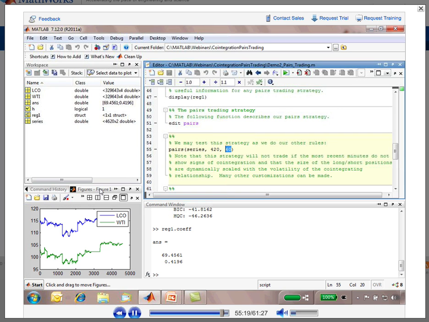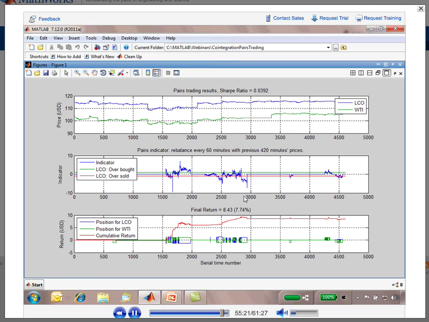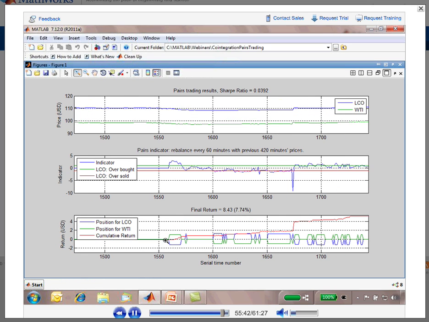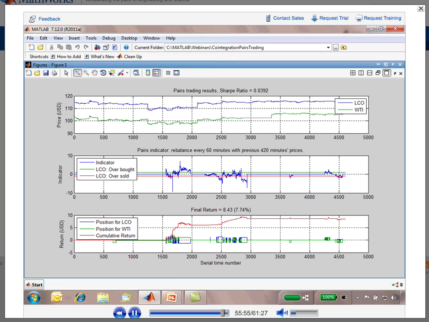We run that, and what you get is this plot here. For a strategy of rebalancing every 60 minutes with up to 420 minutes' worth of data, you can get about a 7.74% return in this example. If we zoom in and look at when some of the first trading begins, you can see we have an indicator for the position of WTI and the position for the LCO. We're going long one, short the other, and then they change. You can see how often we trade throughout this entire strategy and how profitable it is.